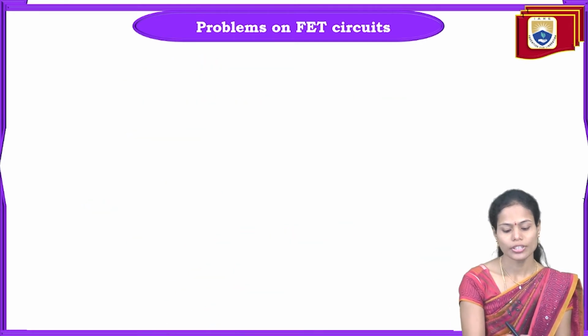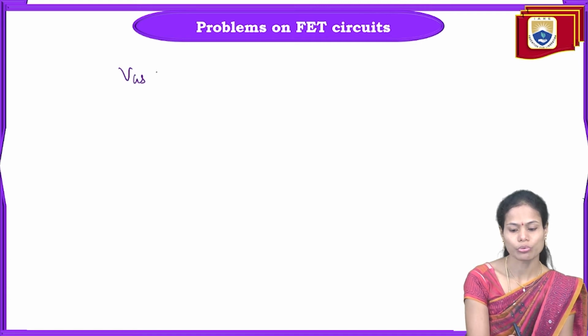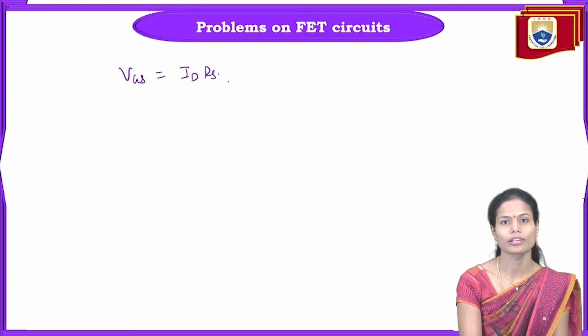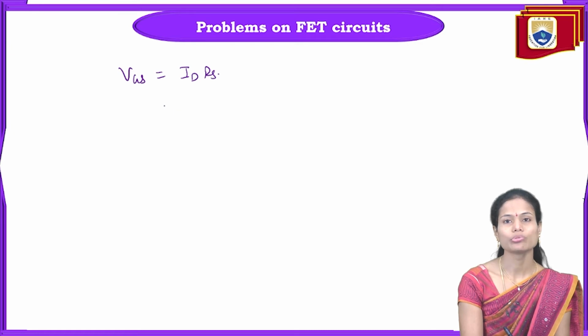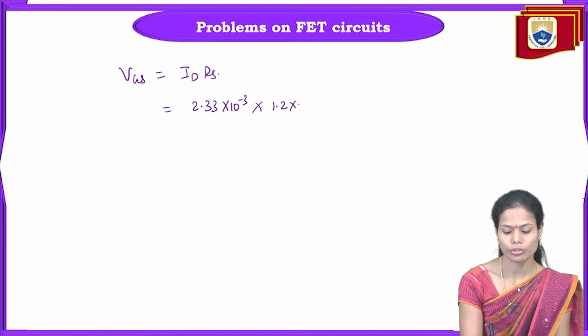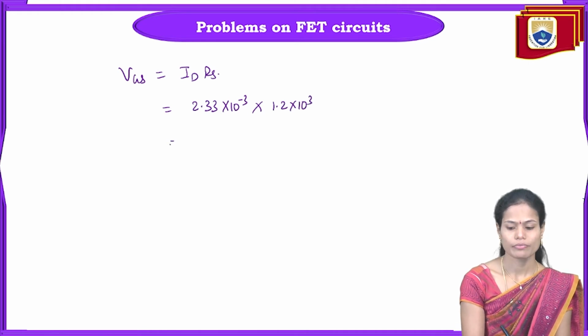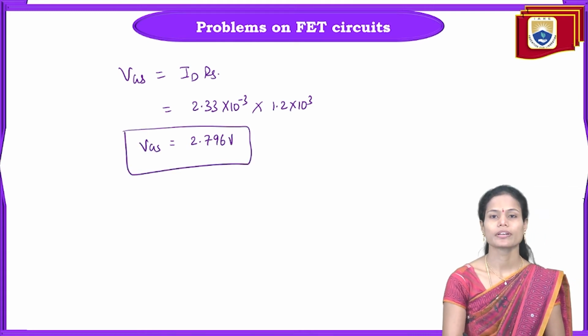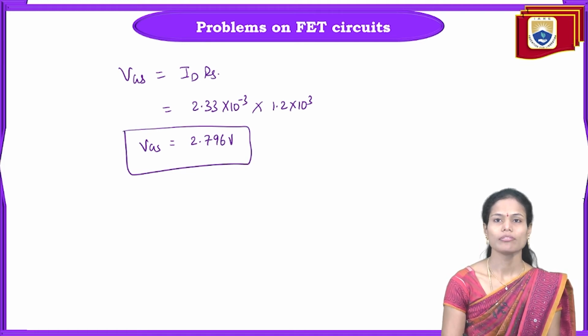And we also need to calculate the gate to source voltage VGS, that is ID into RS. Already we have calculated this value. We got VGS equal to ID into RS, and now we know the values of ID as well as RS. ID is 2.33 milliamps into source resistance 1.2 kilo ohms. After simplification, it is 2.796 volts. So this is the gate to source voltage required for the given FET.